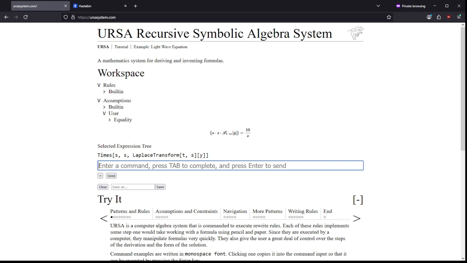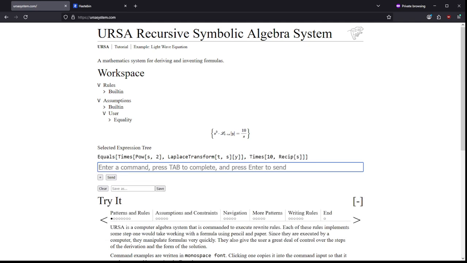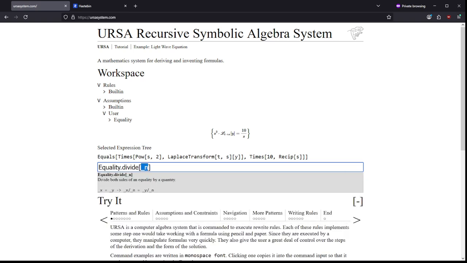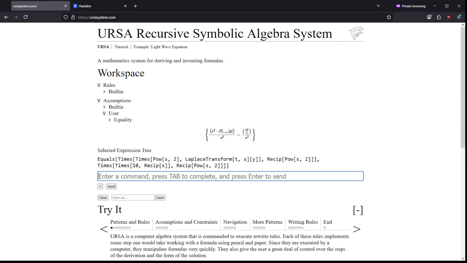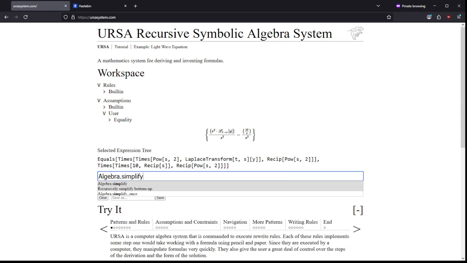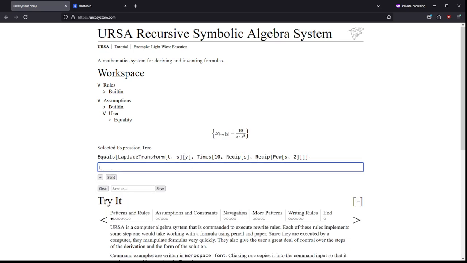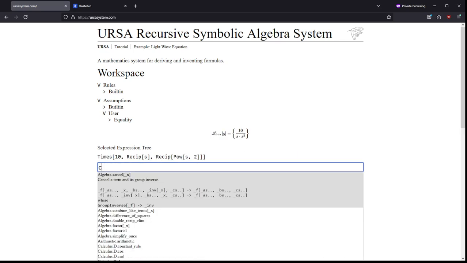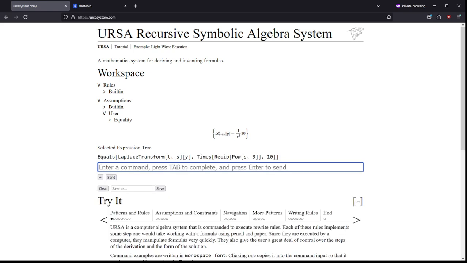And then I'm also going to use the combine like terms rule again to combine those 2 s's into an s squared, and then divide both sides of this by s squared in order to isolate that Laplace transform. Simplify, and then I'll combine like terms on the right. And then take the inverse Laplace transform of both sides.